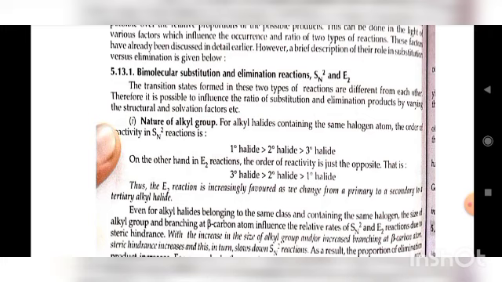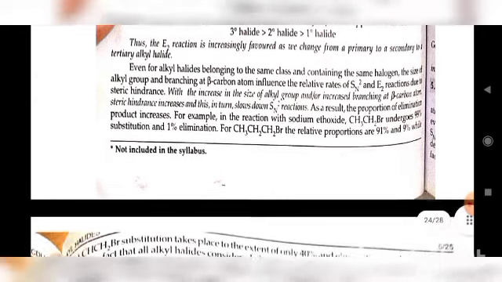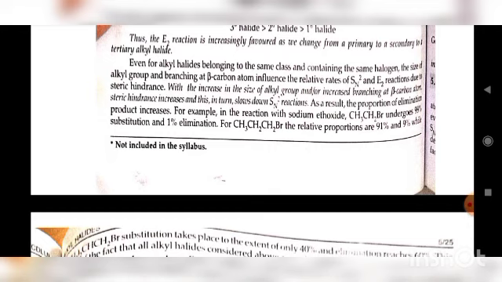Thus, the E2 reaction is increasingly favored as we change from primary to secondary to tertiary alkyl halides. Even for alkyl halides belonging to the same class and containing the same halogen, the size of the alkyl groups and branching at the beta carbon atom influence the relative rates of SN2 and E2 reactions due to steric hindrance. With the increase in the size of the alkyl group and/or increased branching at the beta carbon atom, steric hindrance increases and this in turn slows down the SN2 reaction. As a result, the proportion of elimination product increases.